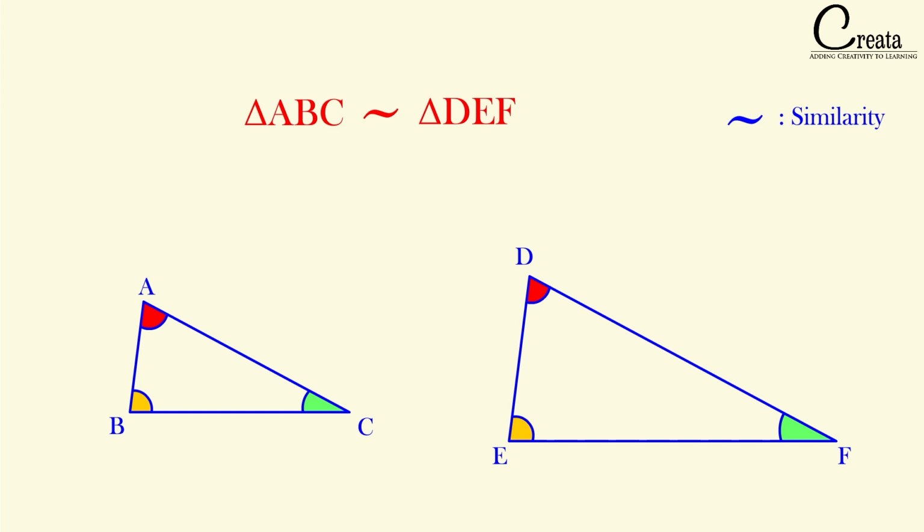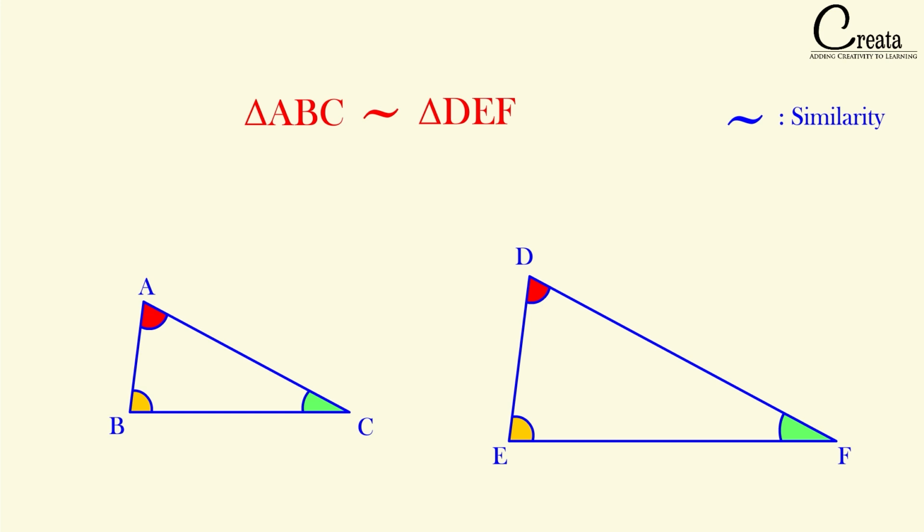The point to be noted here is that the corresponding angles should be in the same order. Here A and D are the corresponding angles, so they should match each other. B and E are the corresponding angles, so they are matching, and C and F are the corresponding angles, so these two angles are matching. The order is very important. ABC should match with the order DEF.